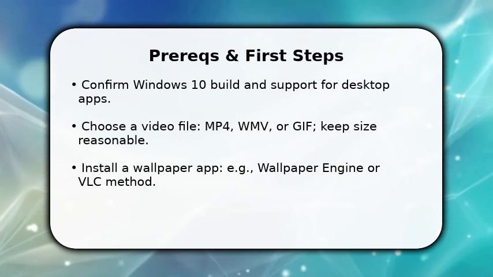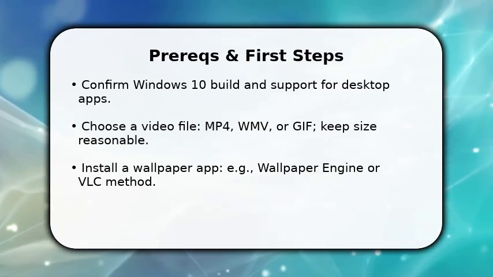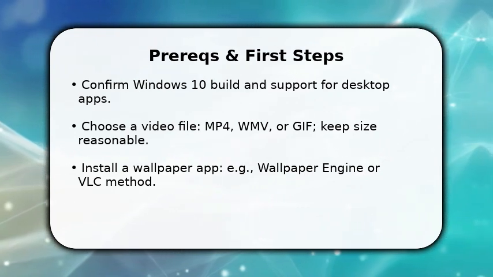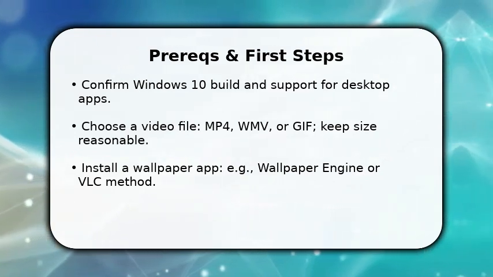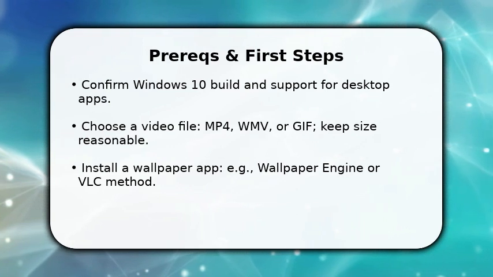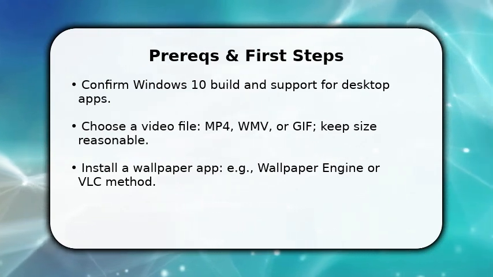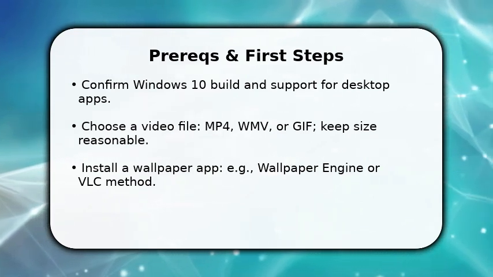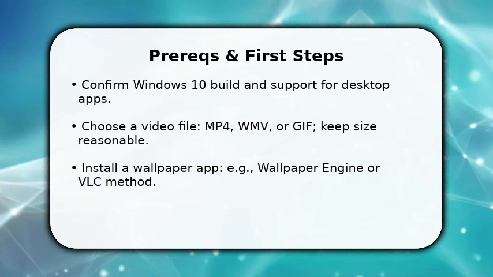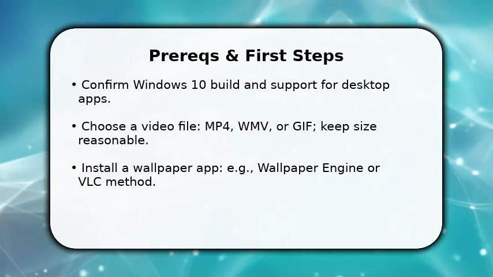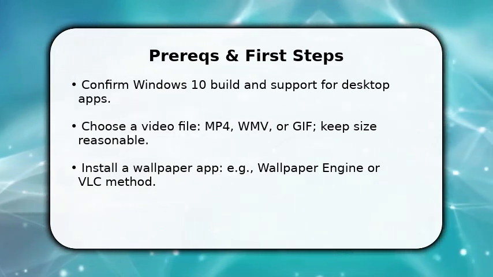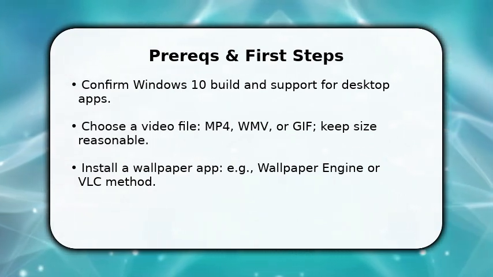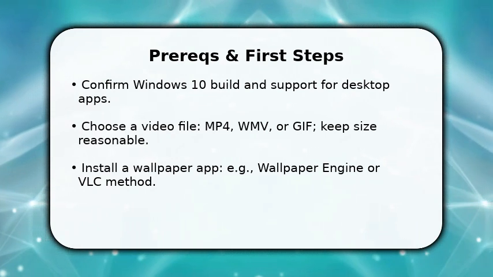You start by confirming prerequisites. Make sure Windows 10 is updated and you have admin rights, because some apps need them. Next, pick a compatible video file like MP4 or WMV and keep it under a few hundred megabytes to avoid lag. Once done, install your chosen wallpaper app, Wallpaper Engine, for integrated control, or use VLC for a lightweight approach. And grant any permissions it requests so the app can set the desktop background.